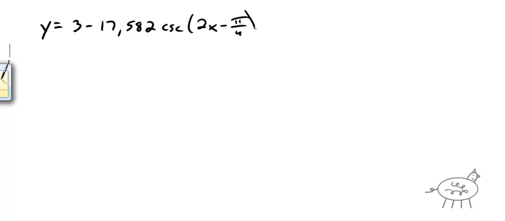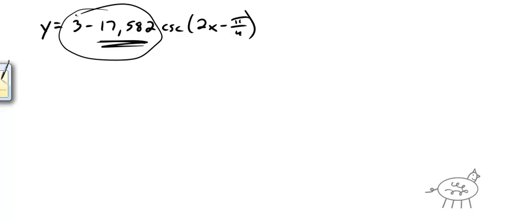Okay, so let's try y is equal to 3 minus 17,582 cosecant of 2x minus pi over 4. All right, right away I can see your eyes looking at going, Mr. Curves, what are you doing? It's brutal. Guys, when I'm trying to find the asymptotes, this doesn't matter. This stuff right here doesn't matter.